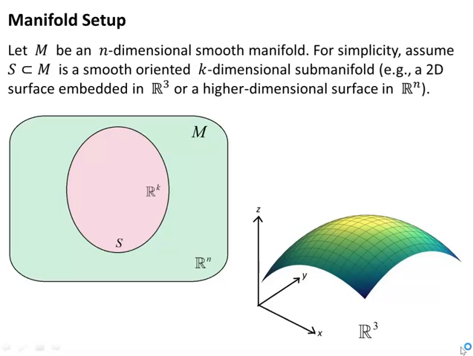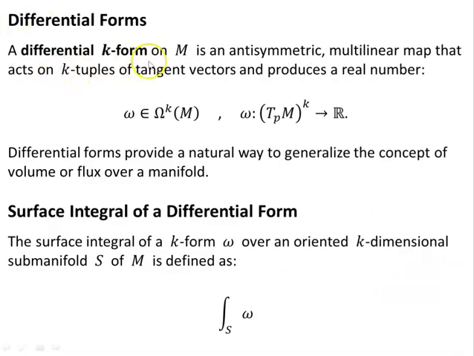Anyway, let's move on. A differential k-form on M is an antisymmetric multilinear map that acts on k-tuples of tangent vectors and produces a real number. So omega here belongs to the space of k-forms on M, and it's a map from k copies of the tangent space to the reals. It takes vectors from the tangent space to the manifold M at p, takes k of them because it's a k-form, and maps them to the reals. I've been over that many times in past videos.